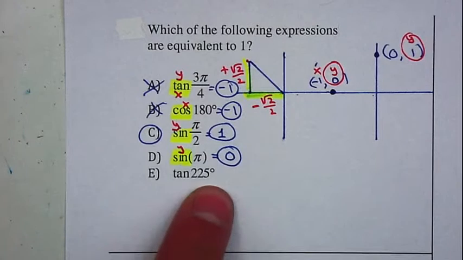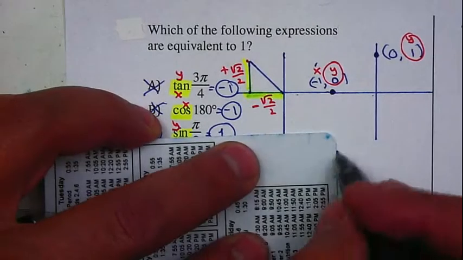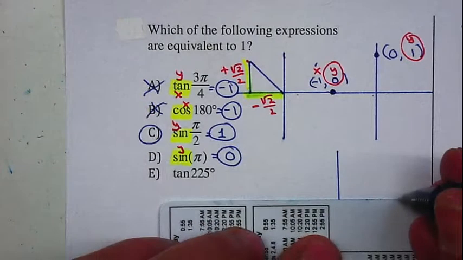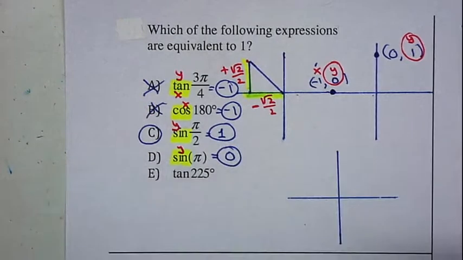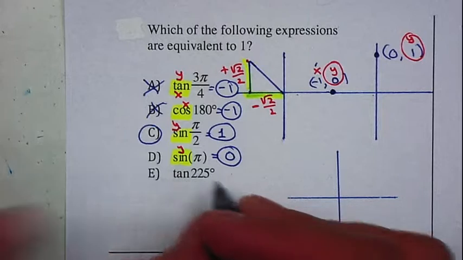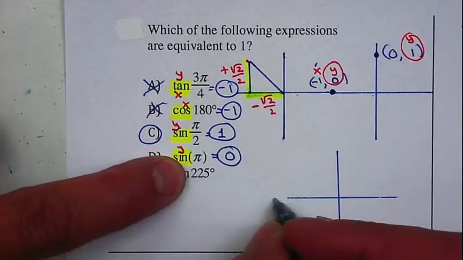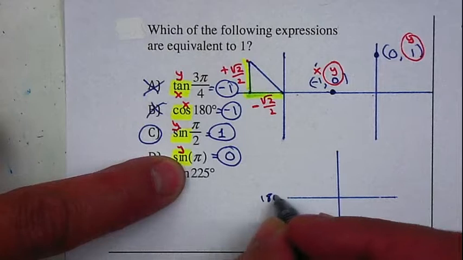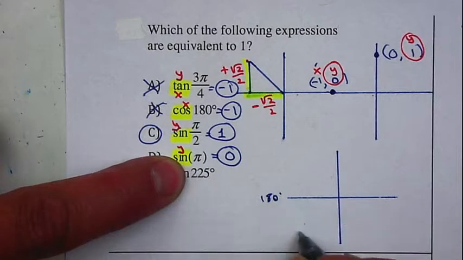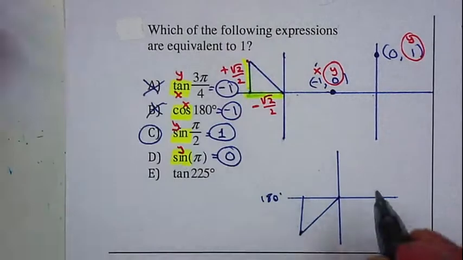Tangent of 225 degrees. Let me build a new x and y axis. In this case, 225 degrees. So you need to look at where's 225 degrees. Remember that this is 180. 225 will be halfway there. 45 more degrees will give you 225. So we're looking at a 45 degree reference angle.